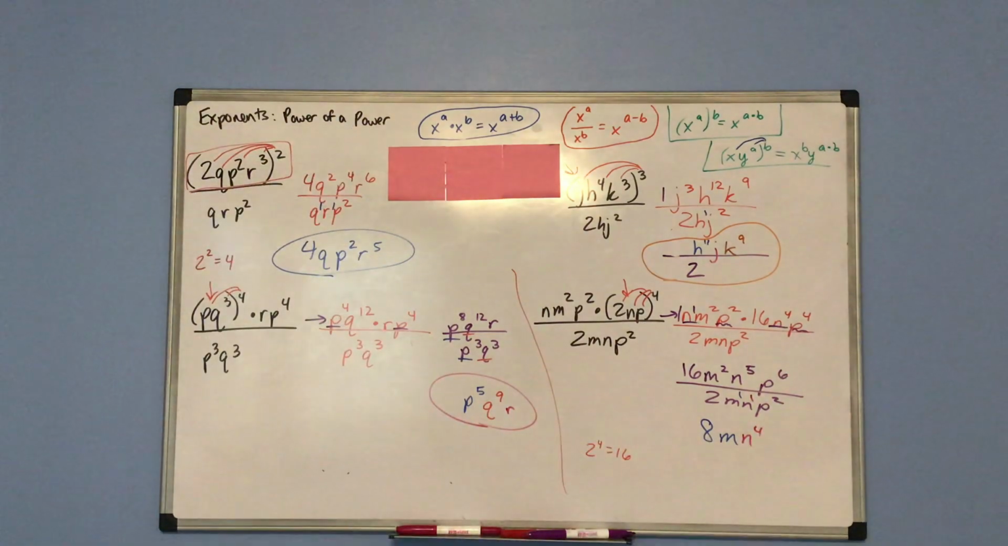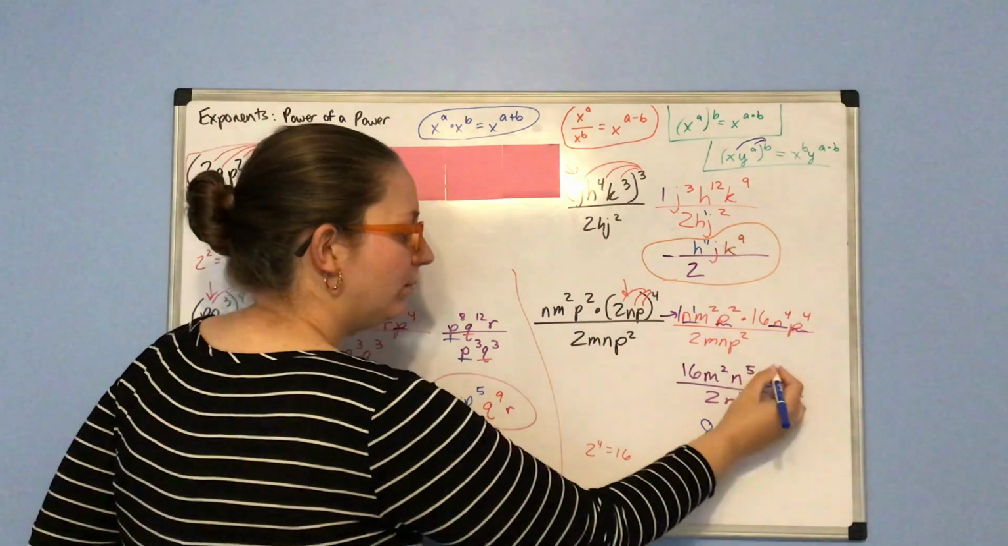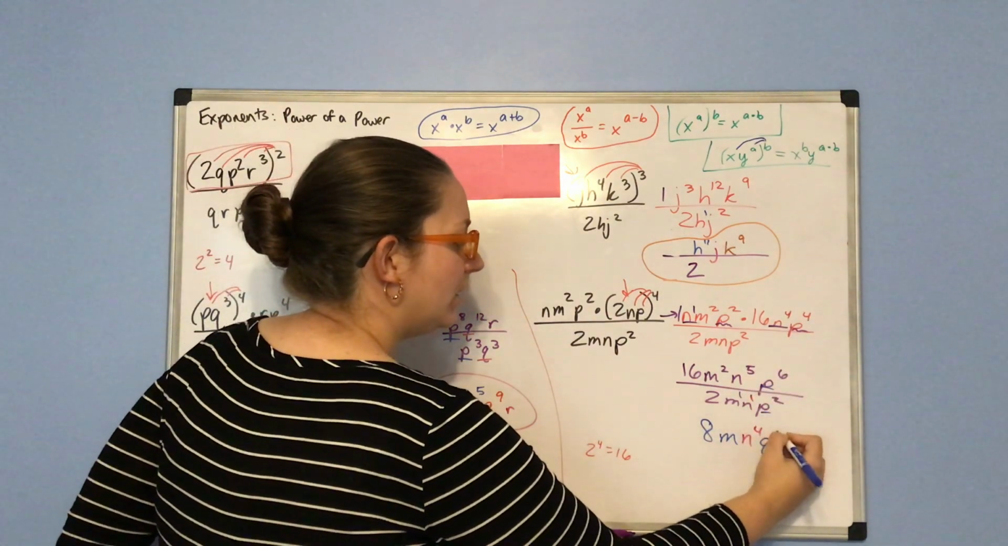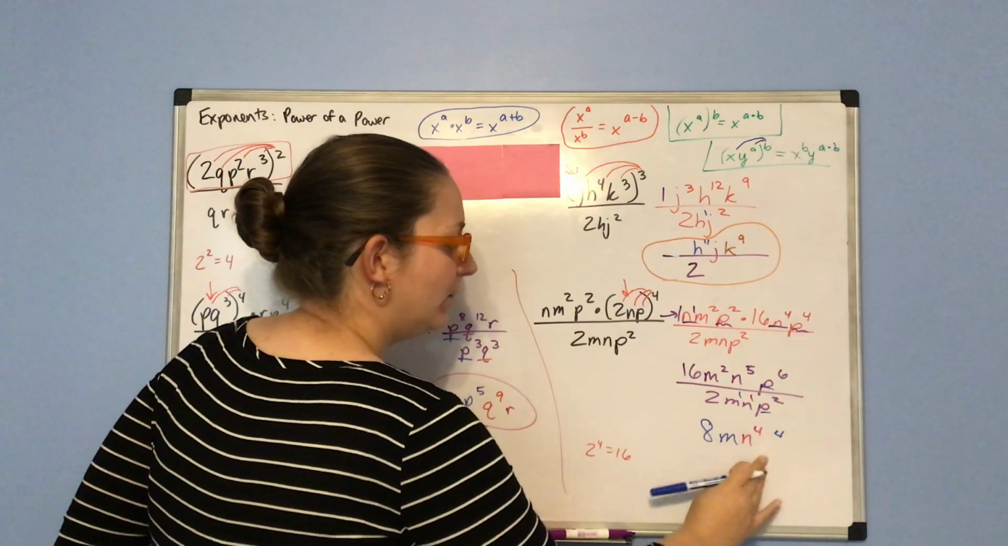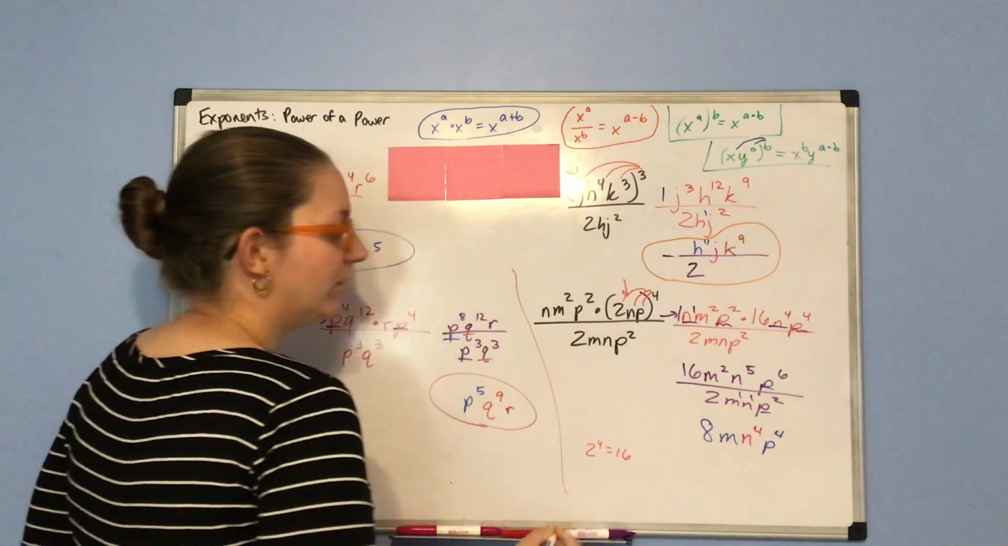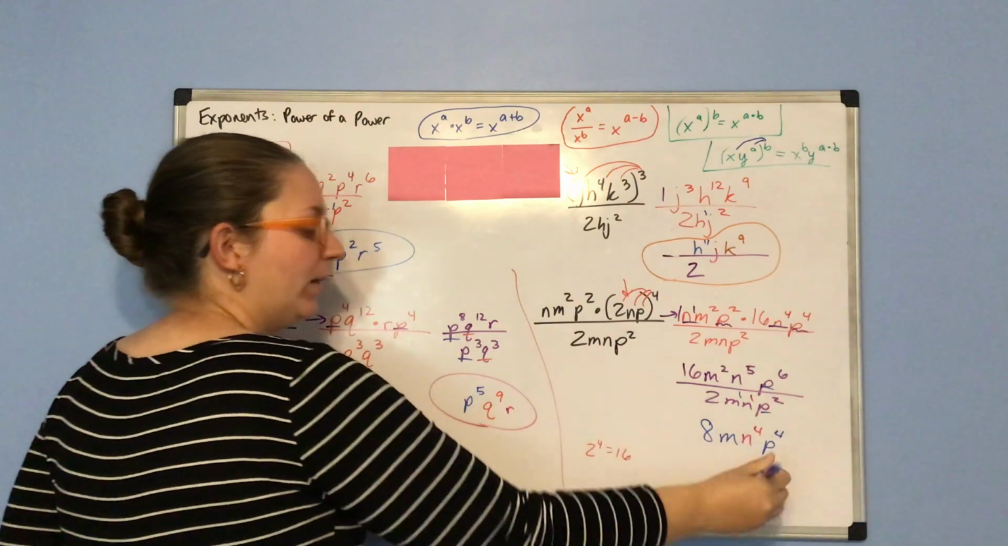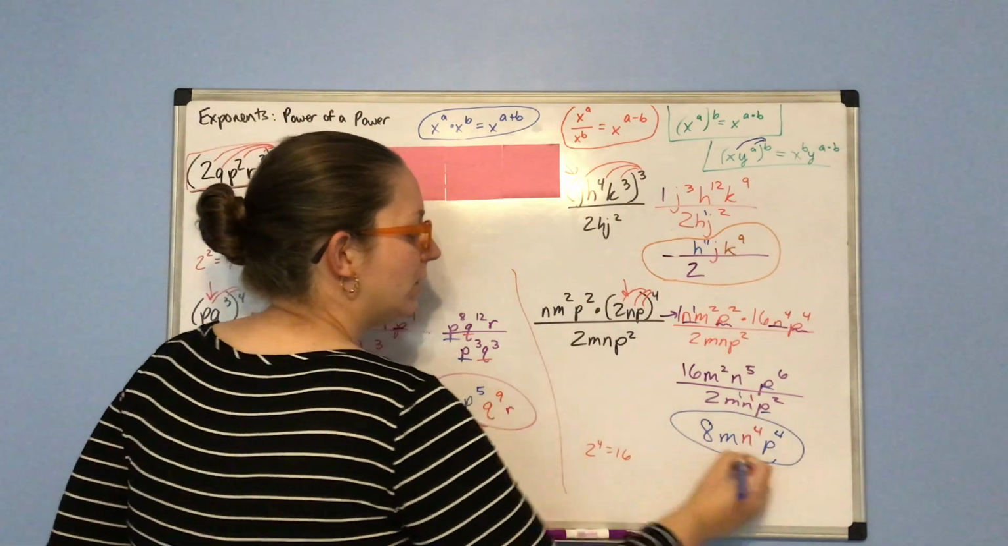And then for p's, p to the 6 minus 2 gives me p to the 4. I am now finished because I have a coefficient and a power of each of my variables, so I am done.